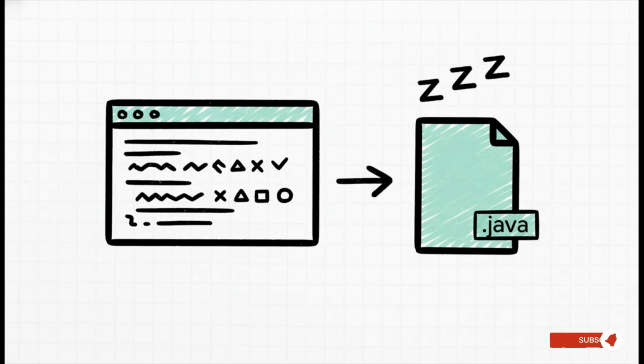So here's what our code might look like inside that simple editor. It's a basic program written in a language called Java, and we've saved it as a file ending in .java. But right now, it's just text. It's kind of like a recipe that's written down but isn't being cooked yet. It has all the potential, but it can't do anything on its own.